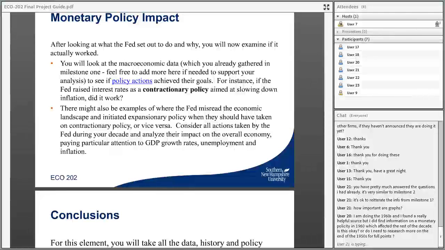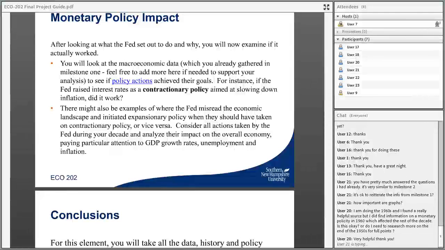Gabriella says, I'm doing the 1960s and I found a really helpful source, but I did find information on a monetary policy in the 1960s which affected the rest of the decade. So Gabriella, you actually can use policies in the 1950s to show how it affected the 60s. Even if you don't find the specific policies of the 50s, you can use the trends of the monetary policies of the 50s. In the 1950s, there was a lot of concern to control inflation.